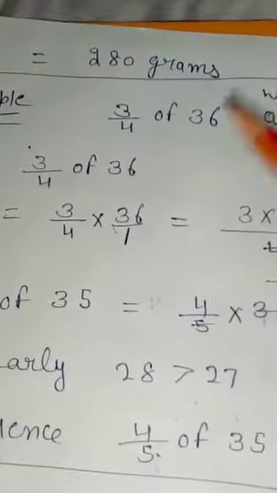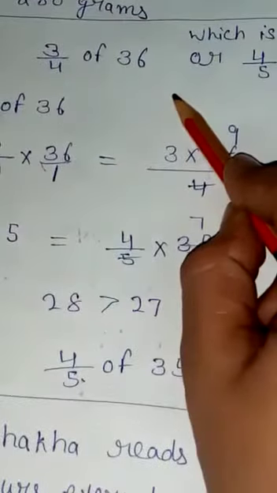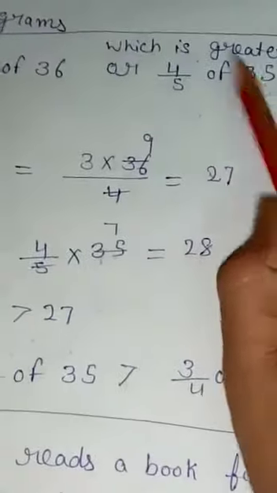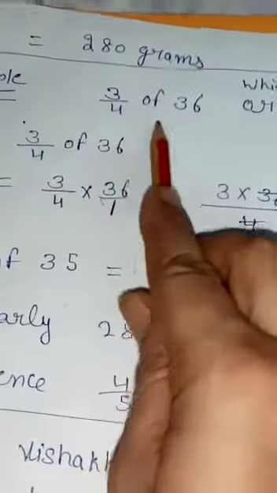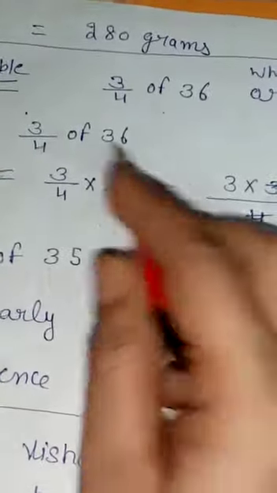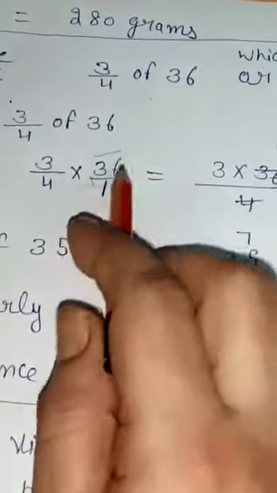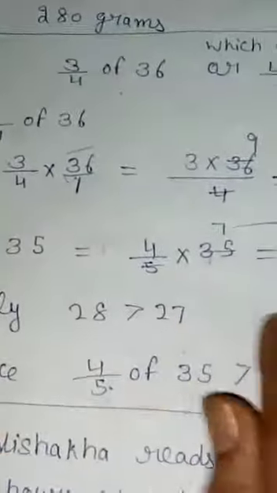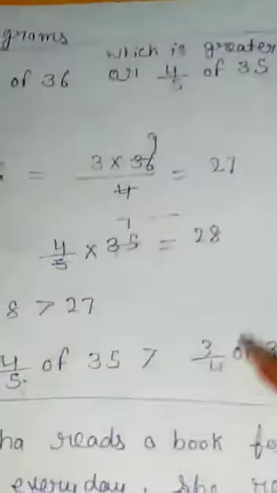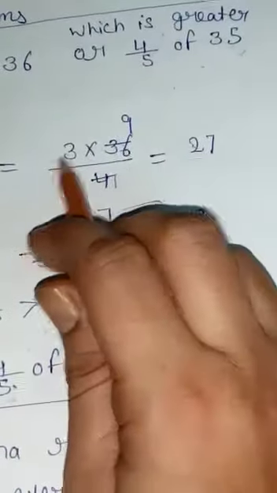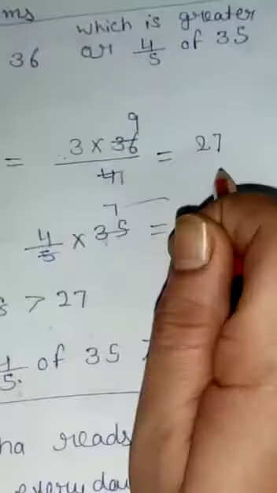The next example is 3 by 4 of 36 or 4 by 5 of 35. Which is greater? Now we will take 3 by 4 of 36. 3 by 4 multiply 36 divided by 1. Of means multiply. Now we will solve 3 multiply 36 and 4 multiply 1, divided by 4. 4 ones are 4 and 4 nines are 36. 3 multiply 9, 27.